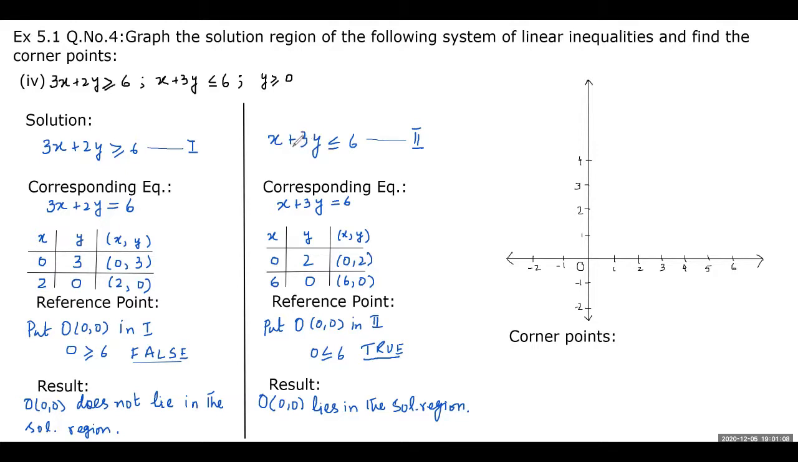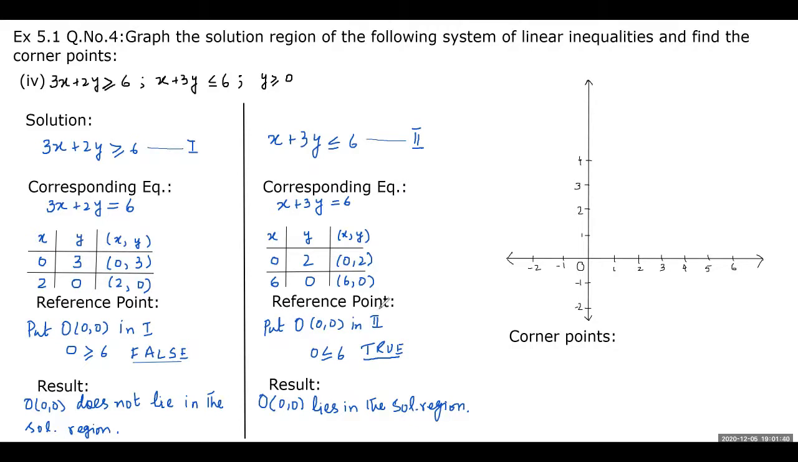The second inequality is x + 3y ≤ 6. We name it number 2. Its corresponding equation: replace this inequality sign by equals to, and you will get the corresponding equation. And then we find the x-intercept and y-intercept. Put x = 0, you get 3y = 6, which means y = 2. So the point is (0, 2). Then put y = 0, we get x = 6. So the point is (6, 0).